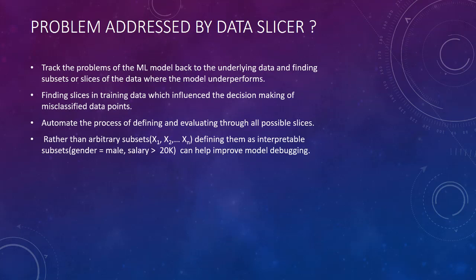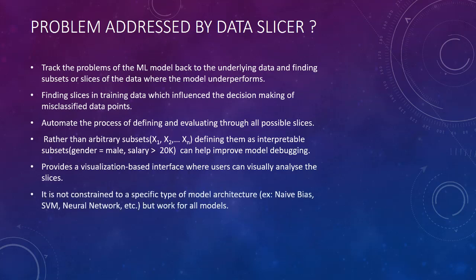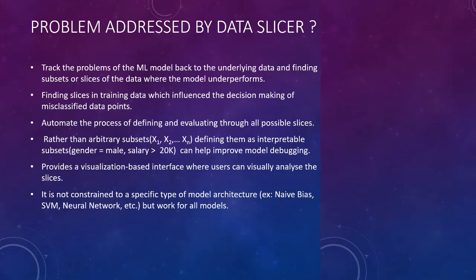Rather than arbitrary subsets like x1, x2 till xn, defining them as an interpretable subset like gender equal to male, salary greater than 20,000, and so on, can help improve model debugging. Providing a visualization based interface where users can visually analyze the slices. It is not constrained to a specific type of model architecture like naive Bayes, support vector machine, neural networks, and so on, but works for all models.